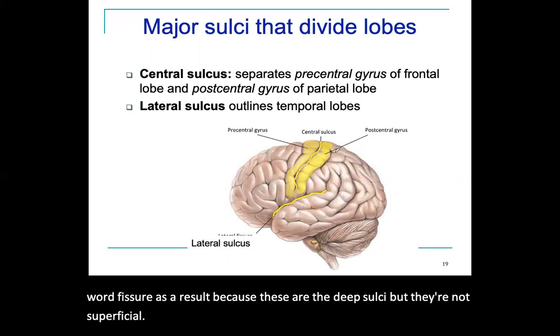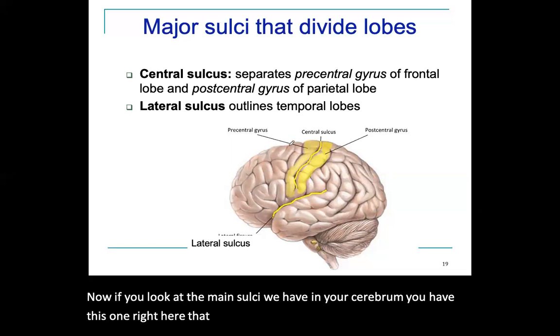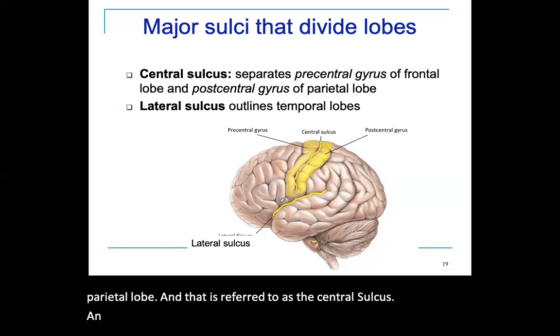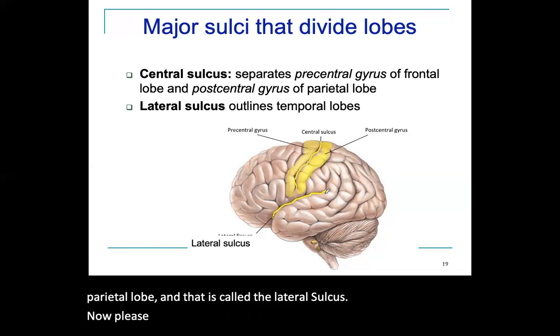Now, if you look at the main sulci we have in your cerebrum, you have this one right here that is separating your frontal lobe from your parietal lobe, and that is referred to as the central sulcus. And you have one that is separating your temporal lobe from the frontal and parietal lobes, and that is called the lateral sulcus. Now, please do note that there are 2 very important gyri associated with the central sulcus.